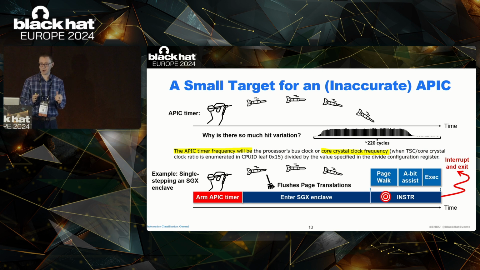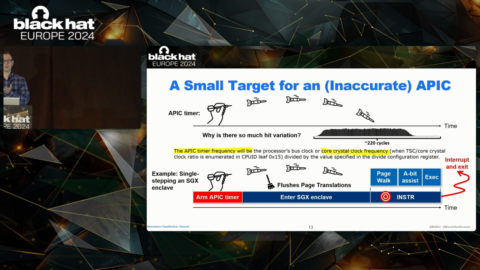However, the SGX step authors figured out an interesting solution. They noticed that when entering an SGX enclave, SGX flushes all of the virtual to physical page translations from the translation look-aside buffers. And what that means is that after entering an enclave, every instruction that executes has to go through a page table walk, or at least the first instruction does. And that takes some time to get the physical address.